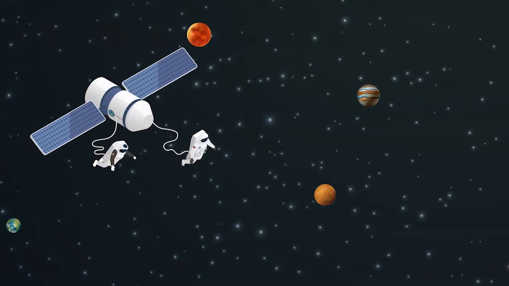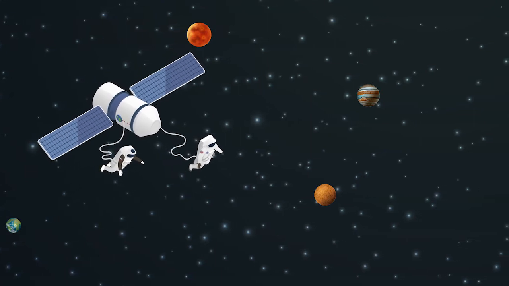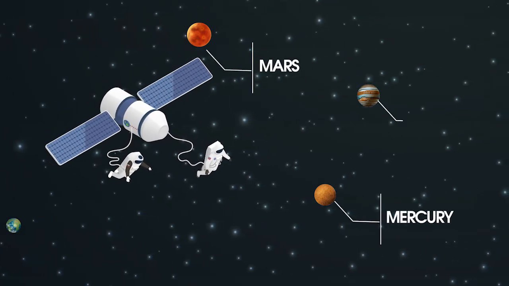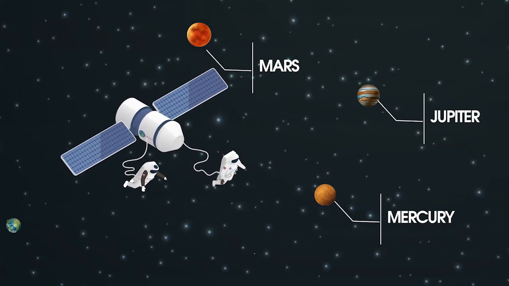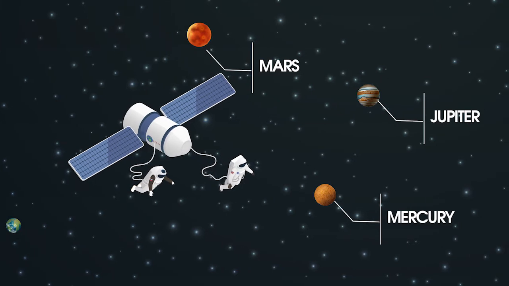Any planet you visit, the law of gravity follows you there. Even if you're on Mars, Mercury, or Jupiter, you can't escape it. However, the effects of gravity on each planet are different.